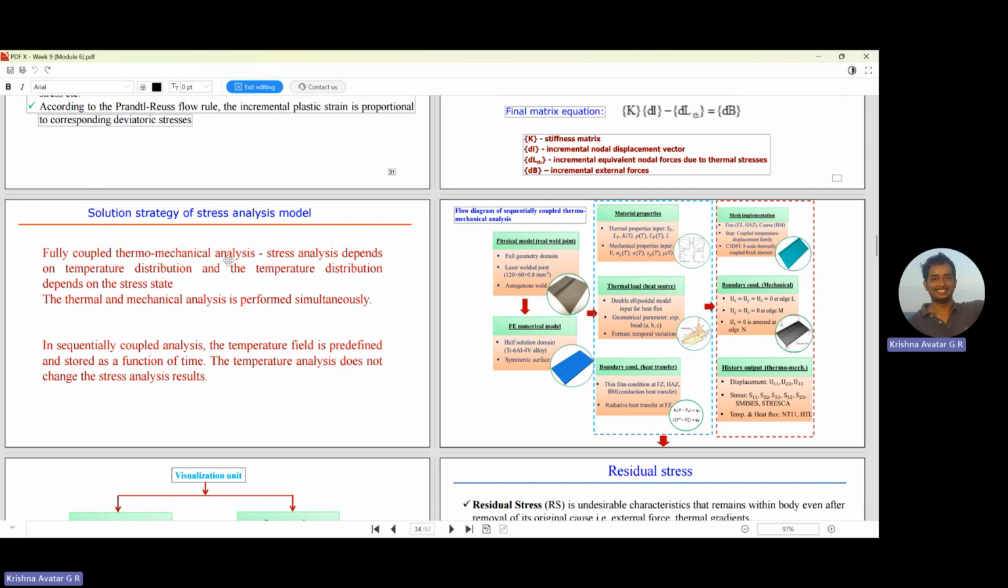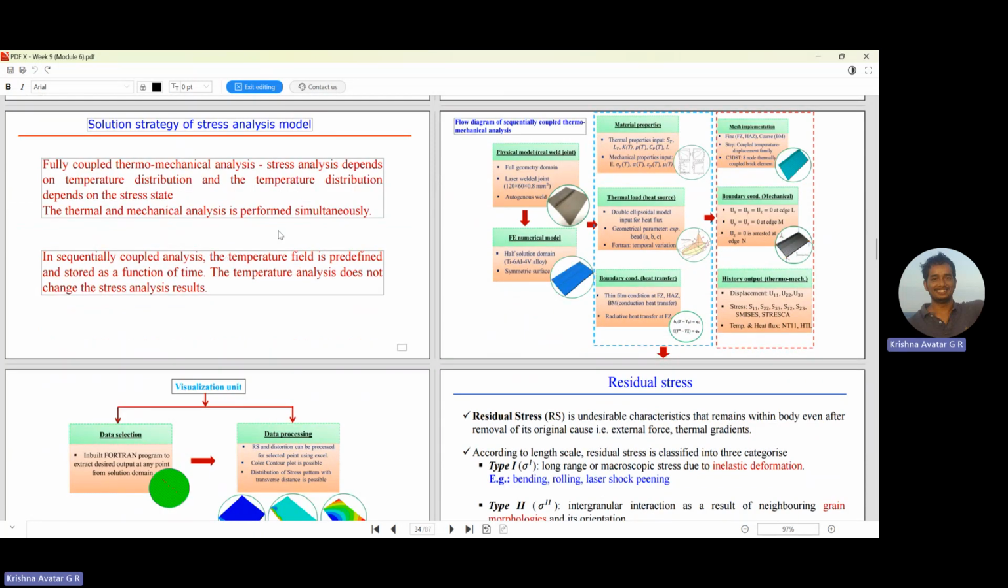Then fully coupled thermomechanical analysis. In that case, stress analysis depends on temperature distribution, and temperature distribution depends on the stress and strain. So the thermal and mechanical analysis is performed simultaneously in a fully coupled analysis.